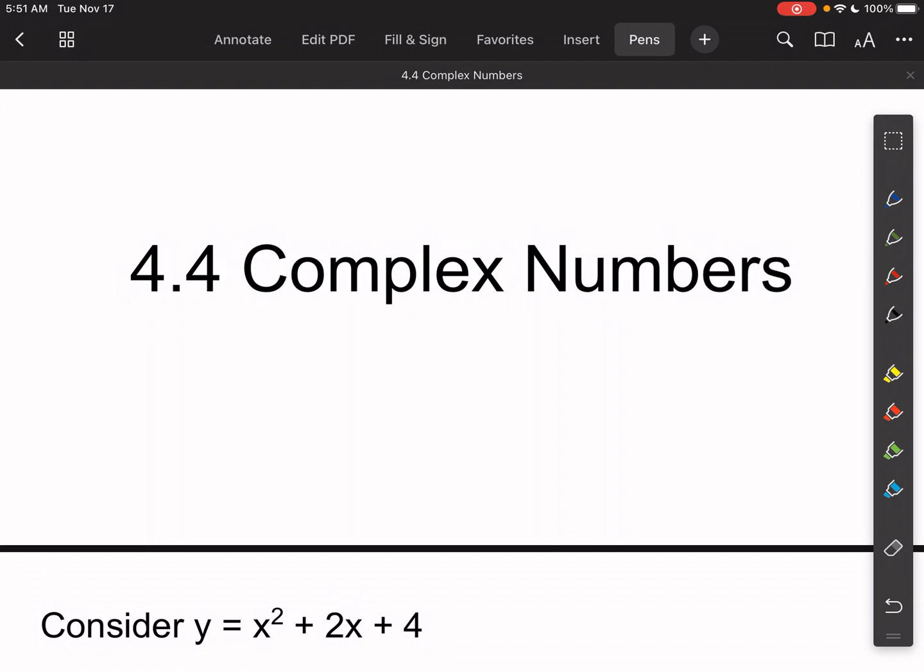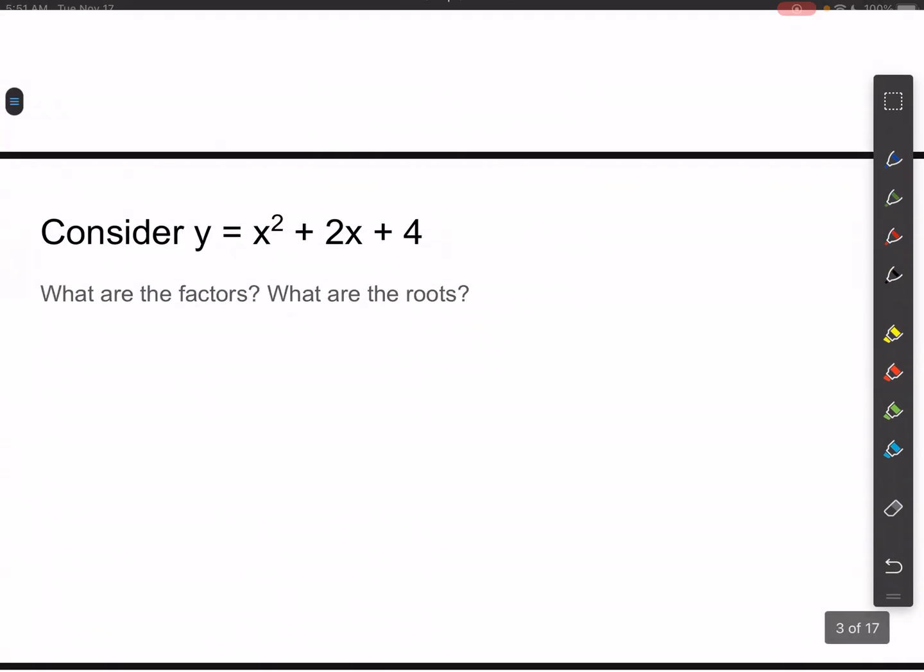The name imaginary numbers just doesn't sit well with most people. We haven't changed that yet. It's still called an imaginary number, but they are very real, just not in our real number system.